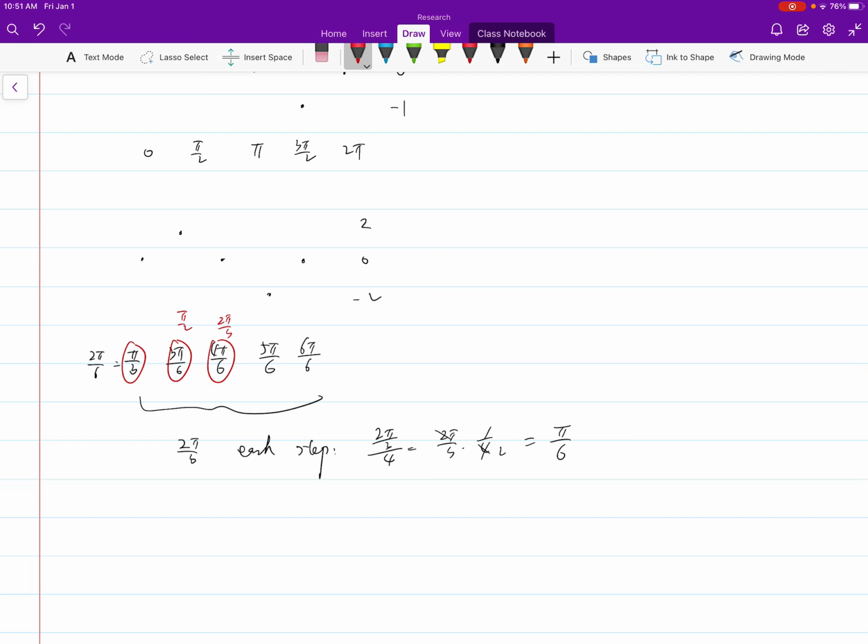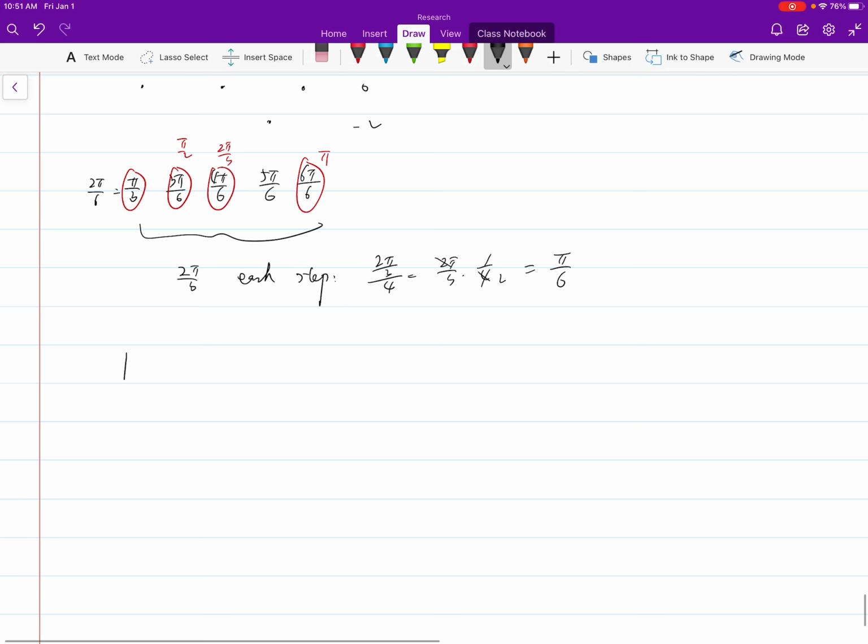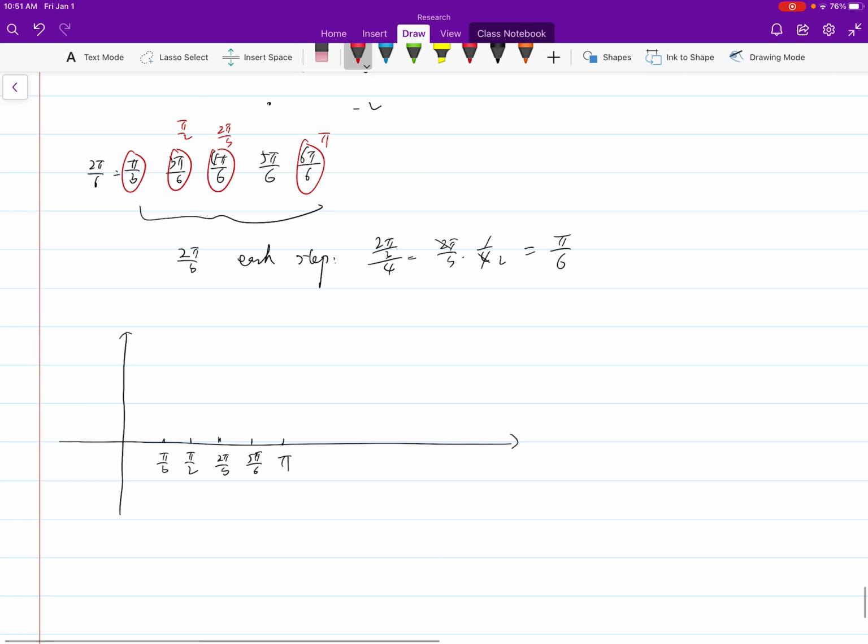Then, simplify a little bit. The first point is pi over 3. The second point is pi over 2. Then 2 pi over 3. And the pi over 6 one, 5 pi over 6, and pi. This one cannot be simplified. It doesn't have to be exactly accurate, just try your best. Pi over 3, pi over 2, 2 pi over 3, 5 pi over 6, and pi.